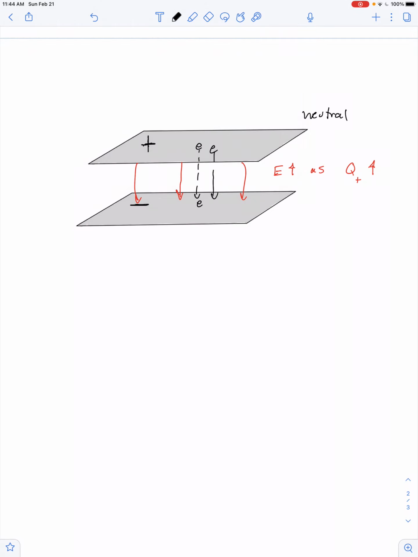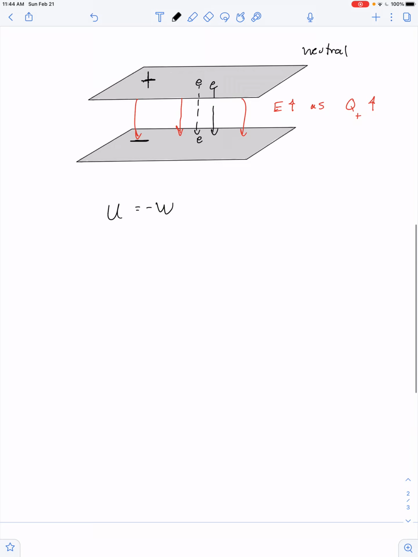So to find the amount of energy stored, we'll say U stands for electrostatic potential energy. We'll say that's equal to the amount of work done to transfer the charge, or actually equal to negative the amount of work done, right? And work is the integral of F dot ds.